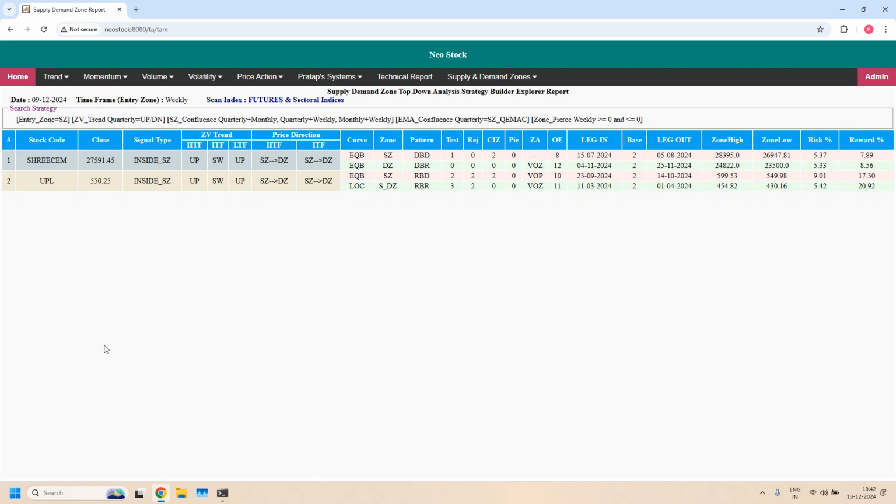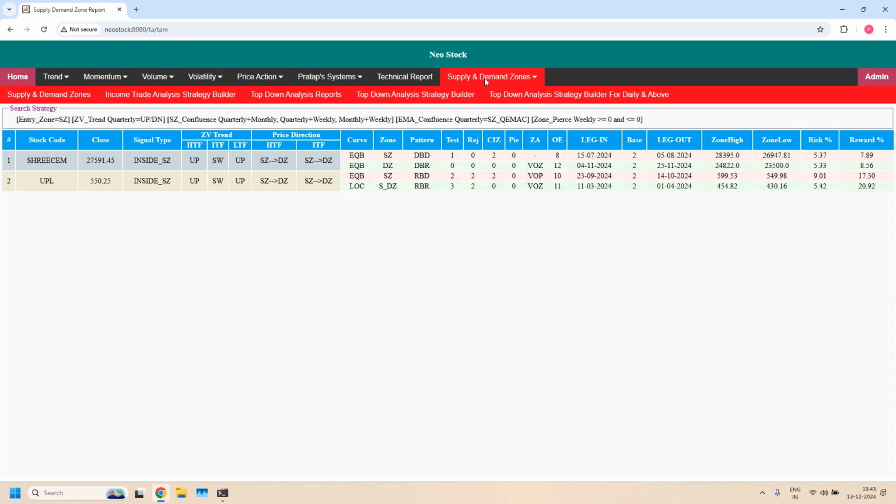These weekly supply zones part of the quarterly supply zone. So that means weekly is part of monthly, both together part of quarterly, and those quarterly supply zones are having quarterly EMA confluence. So this is about weekly time frame. Next, daily time frame.